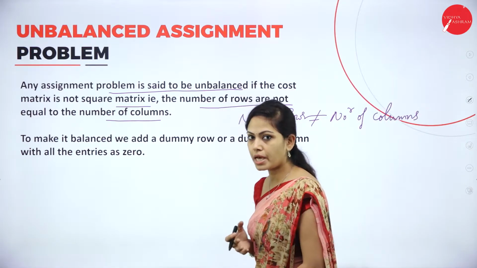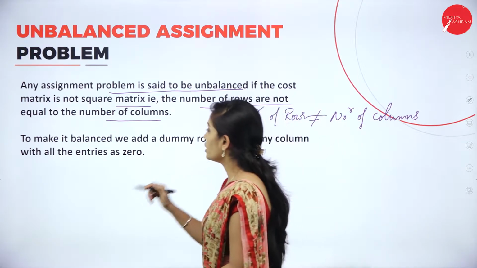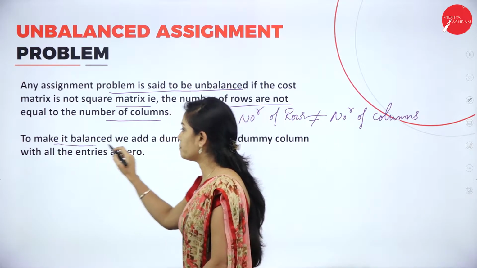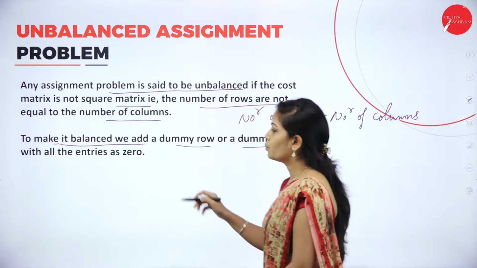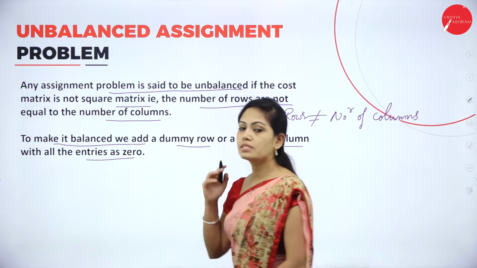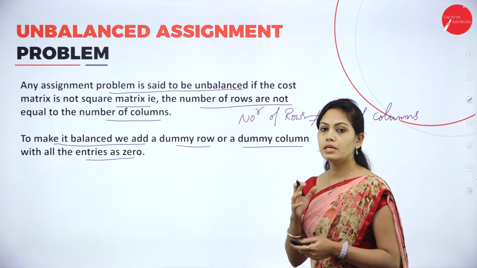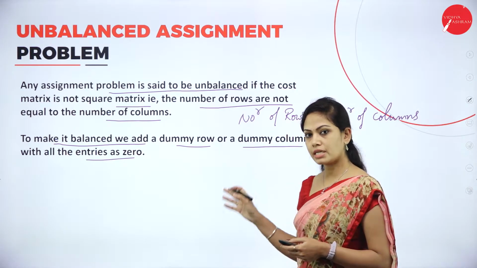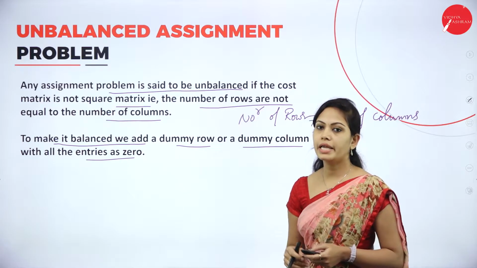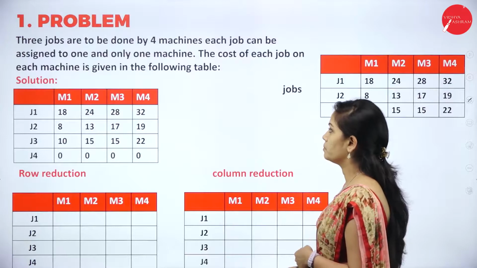So if it is an unbalanced problem, we have to make it balanced by adding a dummy row or dummy column. To make it balanced, we add a dummy row or a dummy column with all the entries as 0. All the entries should be 0. We have to add a dummy row or dummy column according to the requirement. This is called the unbalanced problem using the Hungarian method. So let's get started with an example problem.